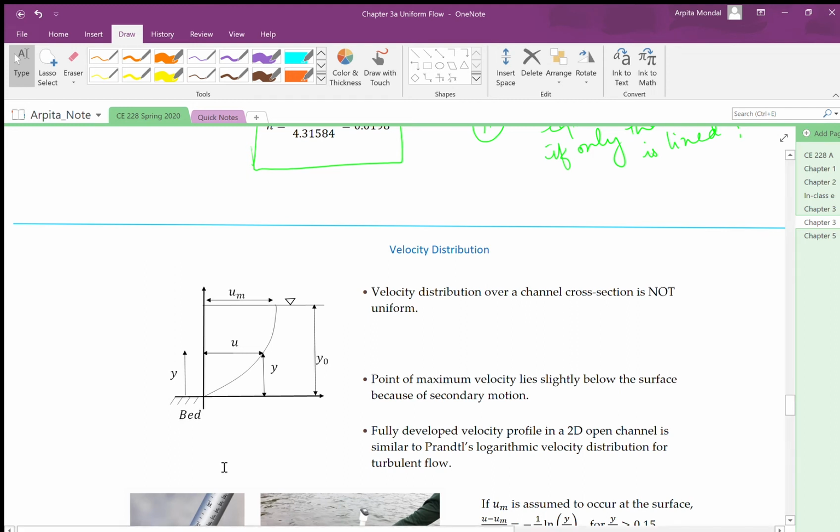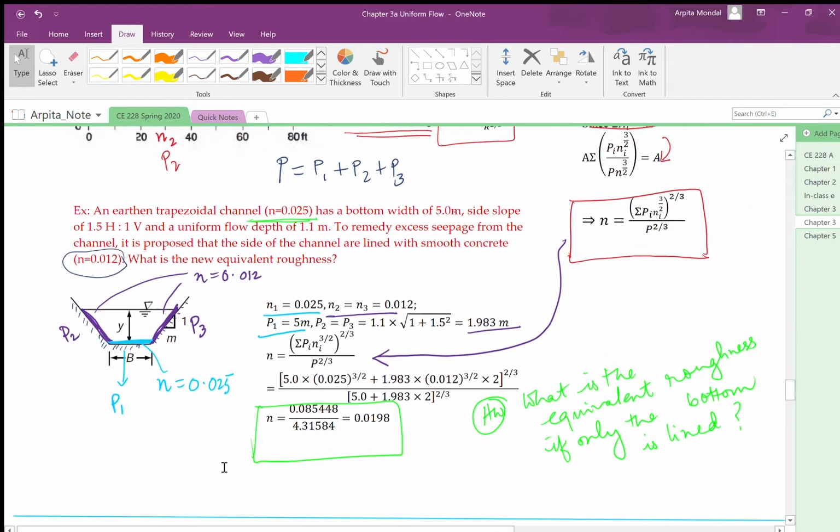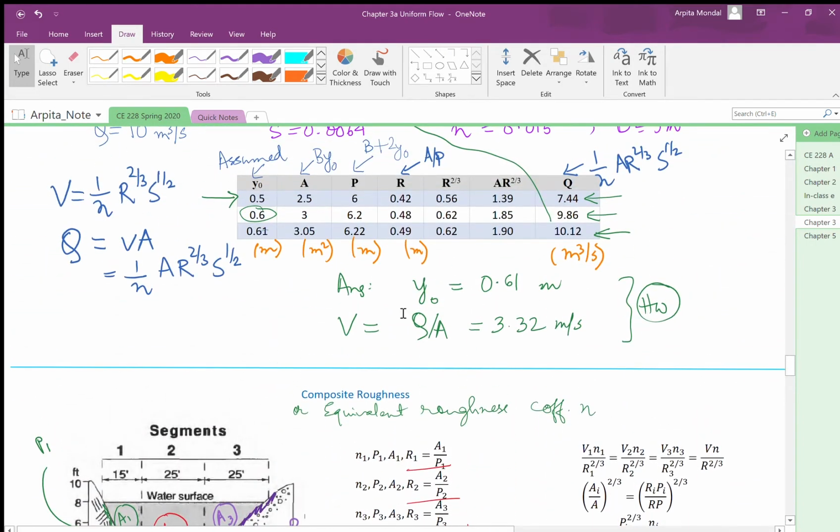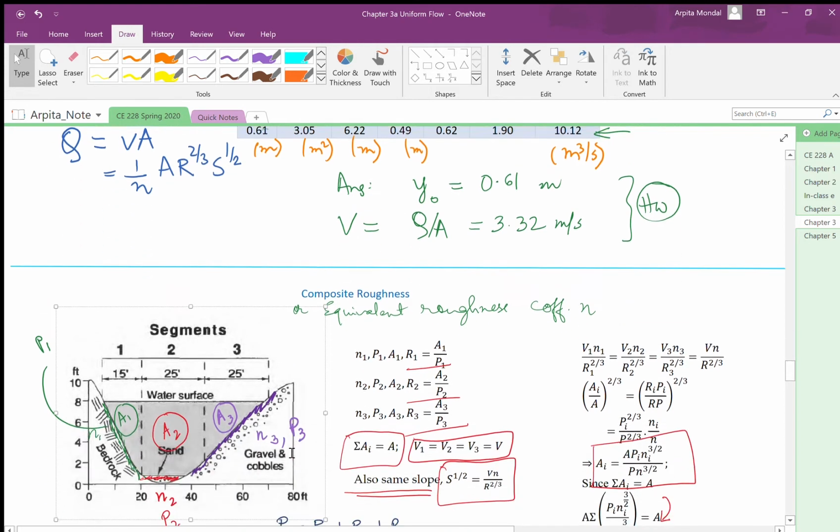In this video, we are going to talk about velocity distribution in an open channel. So far in all our calculations, we had assumed average velocity, which is denoted by V, which is supposedly constant over the entire cross-section for any given cross-section.